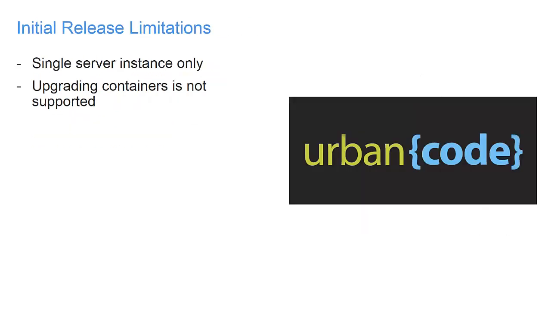Before we get started, I want to point out two limitations of our initial release. First of all, we do not support high availability in this release. You may run a single server instance of UrbanCode Deploy only. Also, upgrading a container from one version of UrbanCode Deploy to another is not supported at this time.